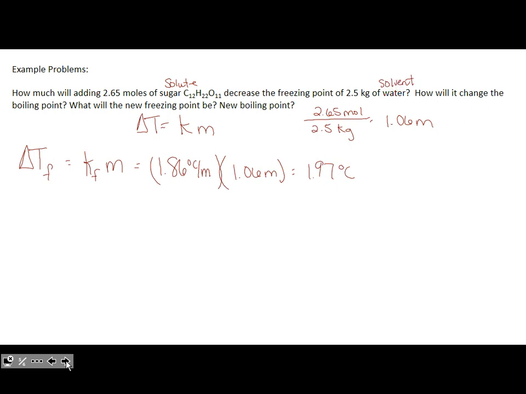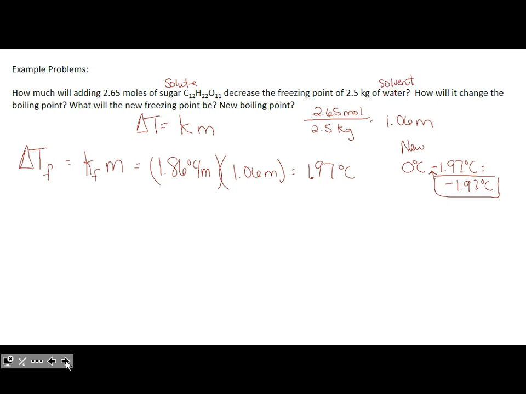So if we wanted to know, hey, what is the new freezing point of the sugar water, we know that the colligative property is freezing point depression, which means that the freezing point is going to be lower than the normal freezing point of water. If the normal freezing point of water is 0 degrees Celsius, we're going to subtract the 1.97 because it is freezing point depression. And that means that we're going to get a new freezing point of negative 1.97 degrees Celsius.